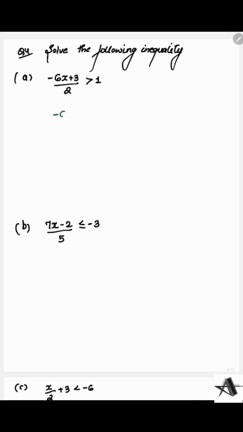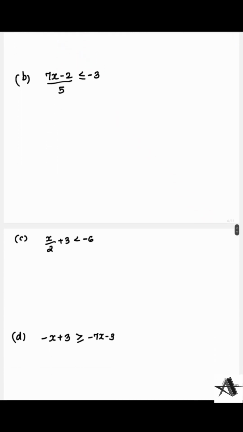You will get minus 6x plus 3 greater than 1 into 2 is 2. Now moving 3 to the right hand side, minus 6x greater than 2 minus 3. Minus 6x greater than negative 1. Now divide both the sides by negative 6. Negative we are dividing by, so just change the sign. So x is lesser than 1 over 6. This is the final inequality.